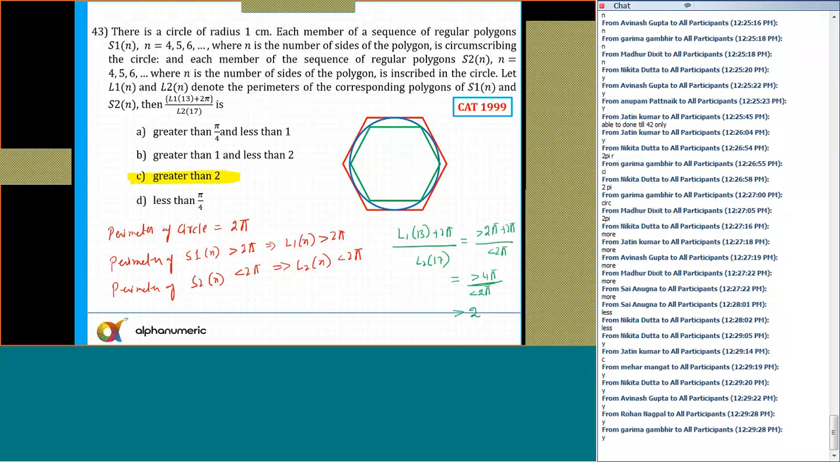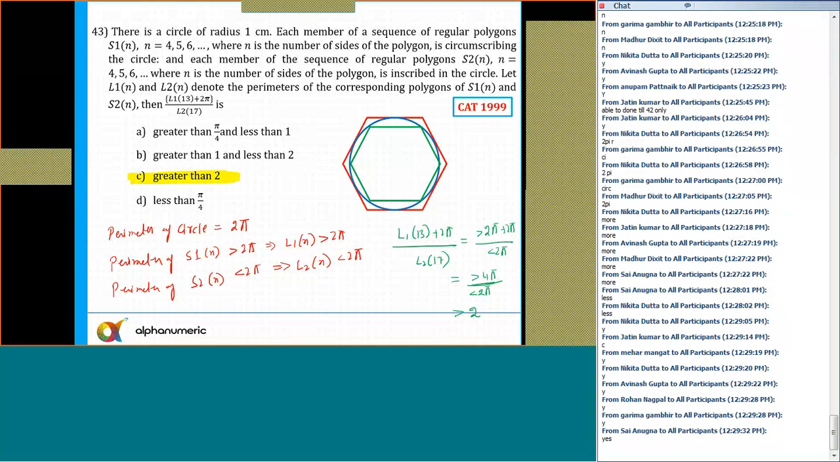And also remember, if the result is true, it must be true for all values of n. In none of the options is it depending upon n. Every option is in terms of n, so it will be true for any value of n. So you can assume n equal to 4, which is a square. Yes or no? So you can draw one circle, then one circumscribing square and one inscribed square, and you can do it in that way. Because if the result is true, it must be true for any value of n, and by assuming the square, you can get the answer too.